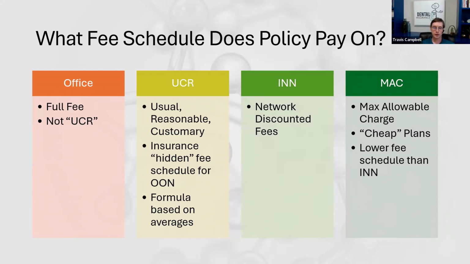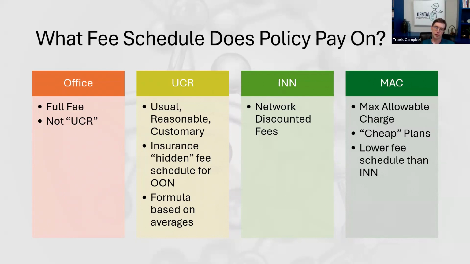Then you have UCR. UCR stands for usual, reasonable, and customary, which is an insurance term. Now, this is insurance's hidden fee schedule for out of network. If you're out of network, insurance will not usually tell you what fee schedule they're going to pay on. It's just going to be on their UCR. Now, their UCR, like I said, is hidden. They won't usually tell you of it. You've got to create a blue book to find out what it is. And if you don't know what a blue book is, go look at the blue book course and walk through that. But UCR is based on a formula of averages.